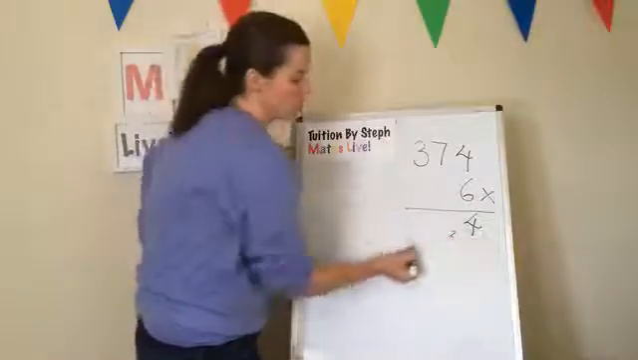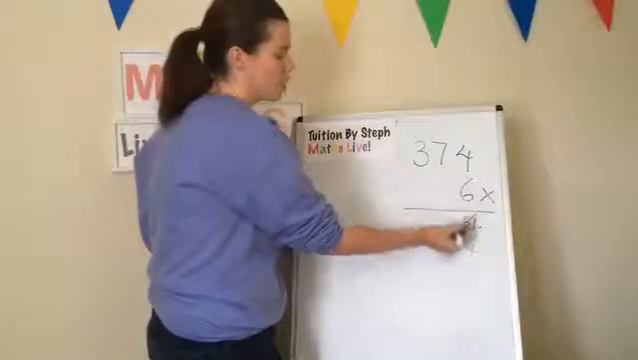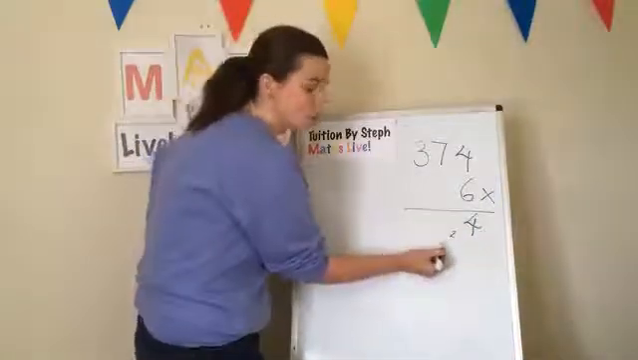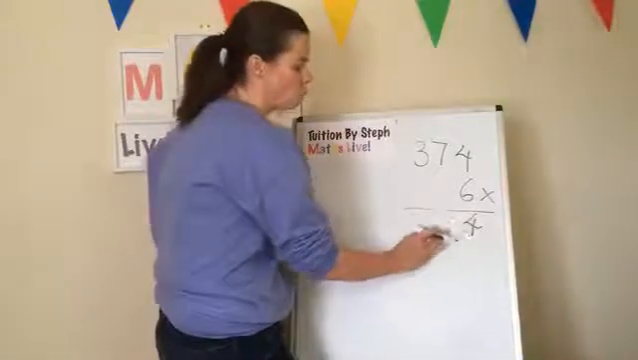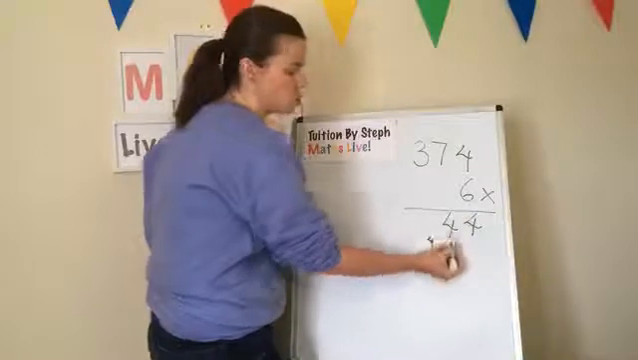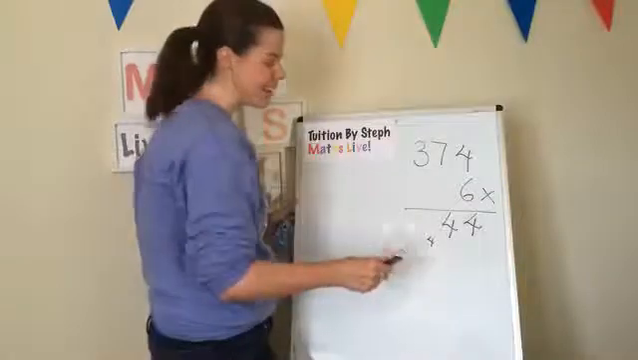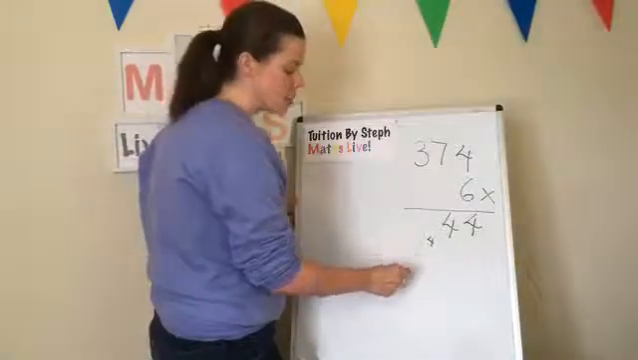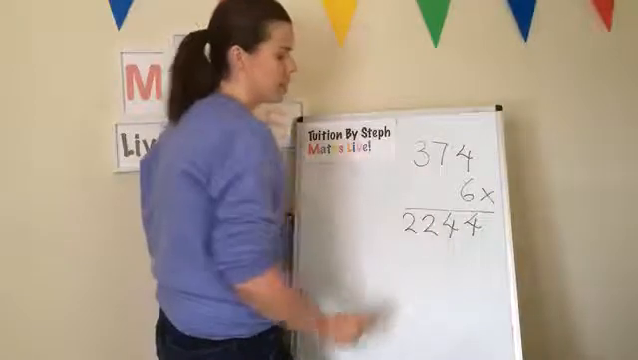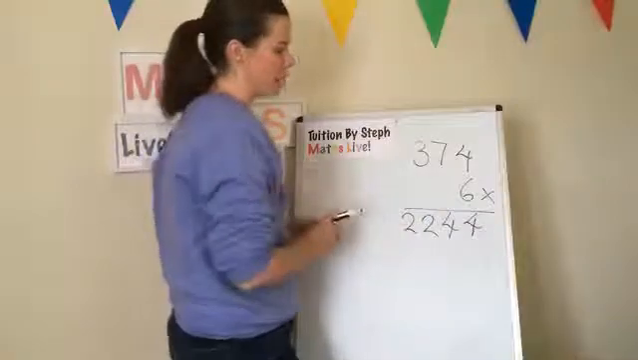You don't have to put a line underneath when you're doing multiplication. 4 6s, 24. 7 6s are 42, 43, 44. So you've got 4 and then you've got your other 4s, 44. And then 3 6s are 18, 19, 20, 21, 22, because you've added in that other 4. And there's your answer. 2,244 is the answer.